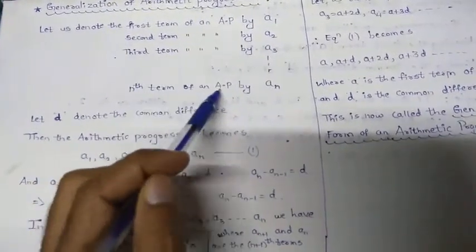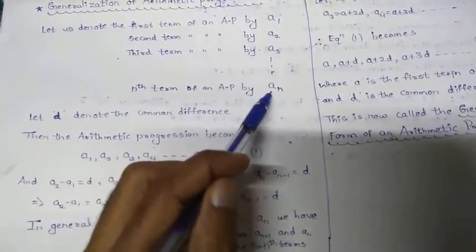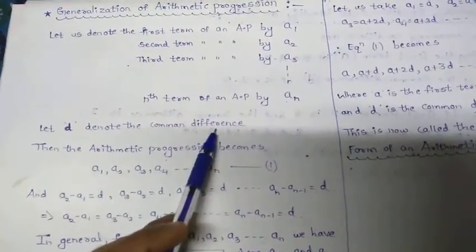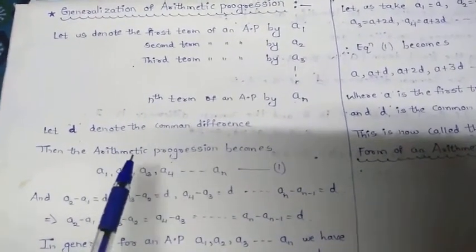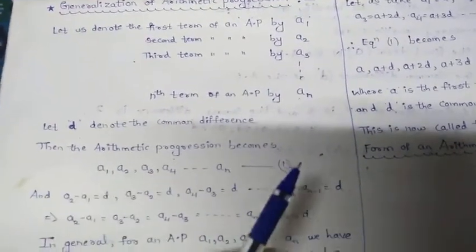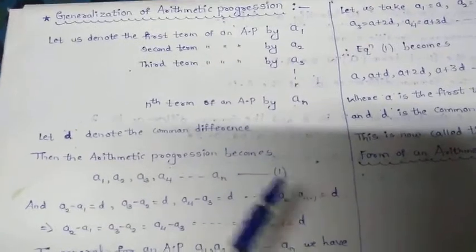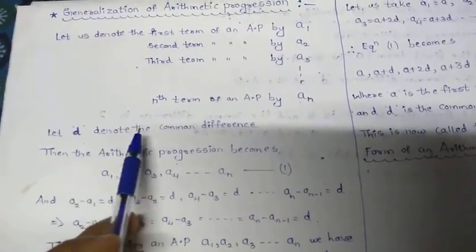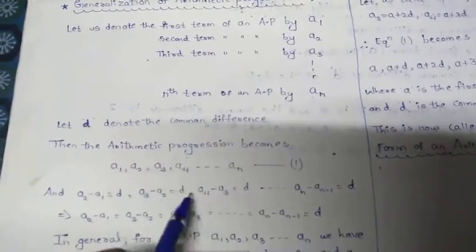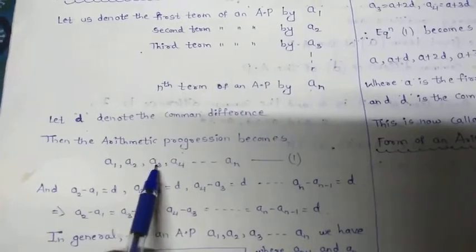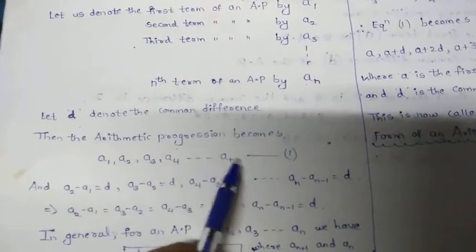The nth term of an arithmetic progression is denoted by an. Let d denote the common difference, that is, that fixed number we add to the terms except the first term to get the subsequent numbers is known as the common difference. And let d denote the common difference. Then the arithmetic progression becomes a1, a2, a3, a4 and so on up to an.